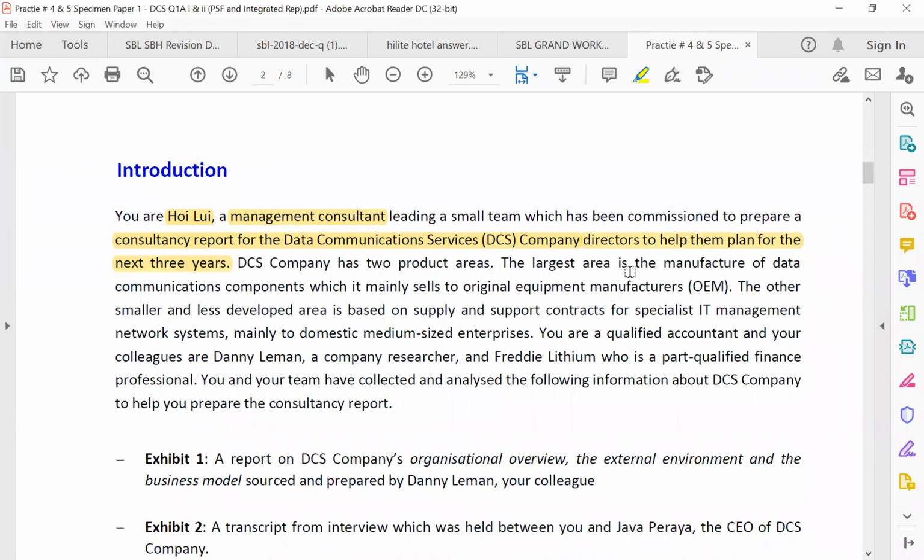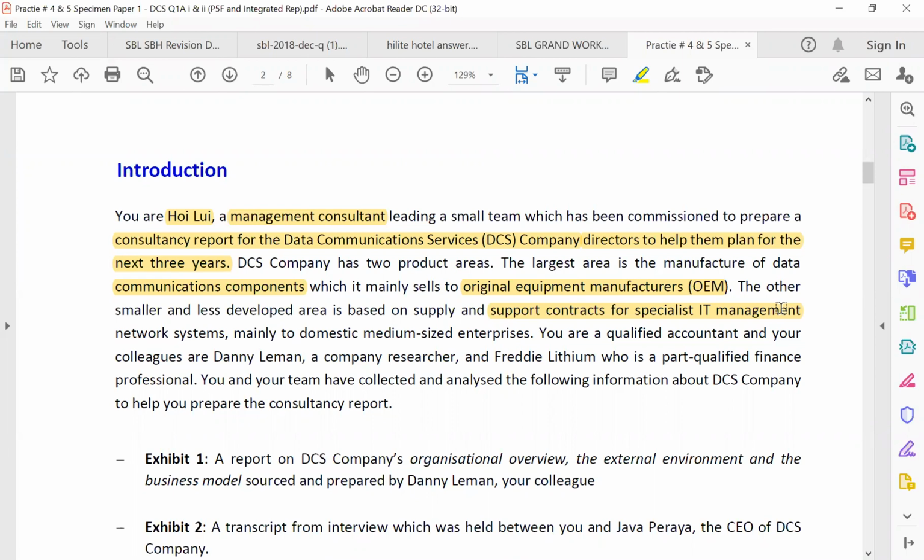DCS company has two product areas. The largest area is the manufacture of data communication components, which it sells mainly to original equipment manufacturers. So DCS company is only selling to OEMs, and there is only one company taking major sales of communication components from DCS. The other, smaller and less developed area is the supply of support contracts, for specialist IT management and network management systems, mainly to medium-sized enterprises.